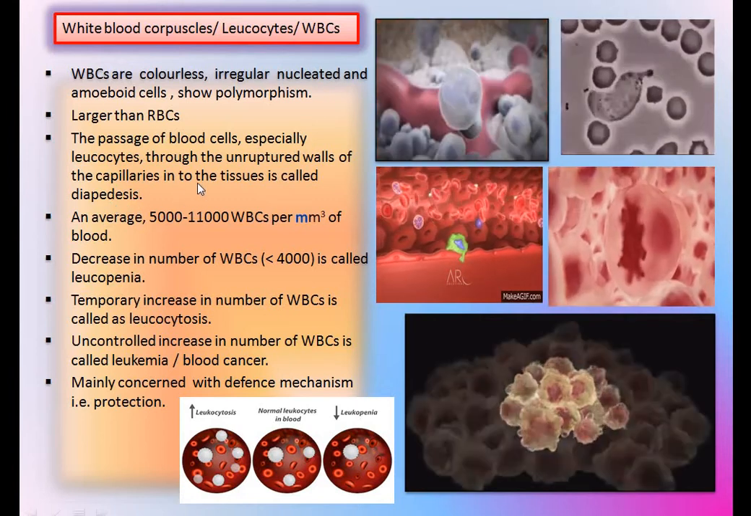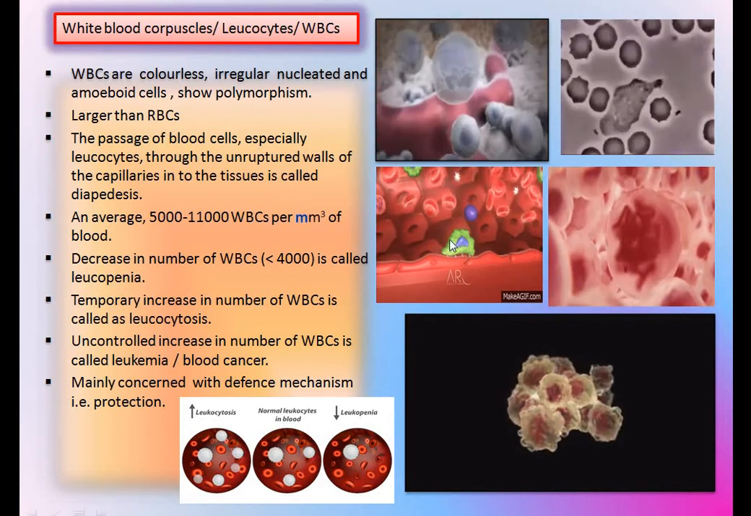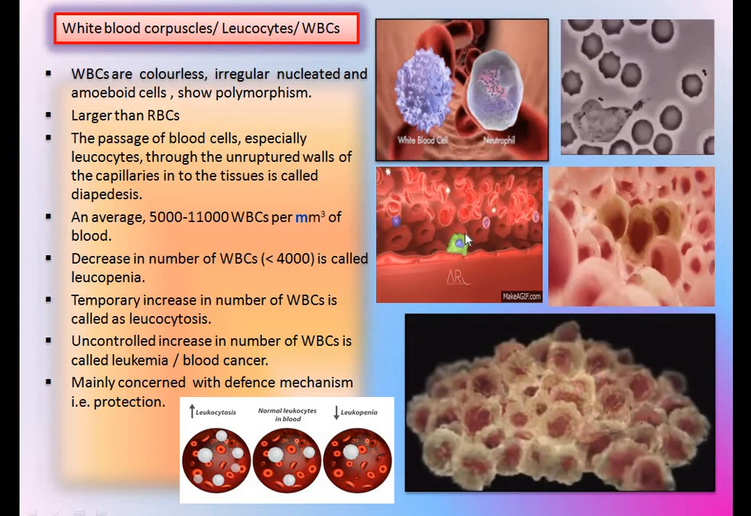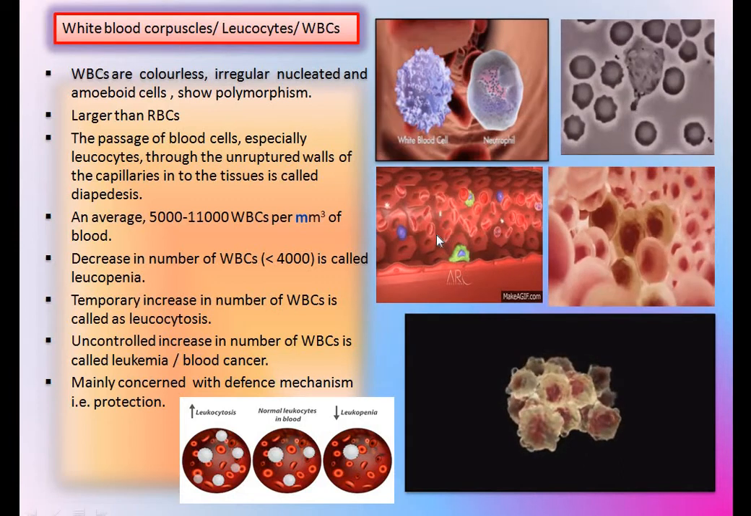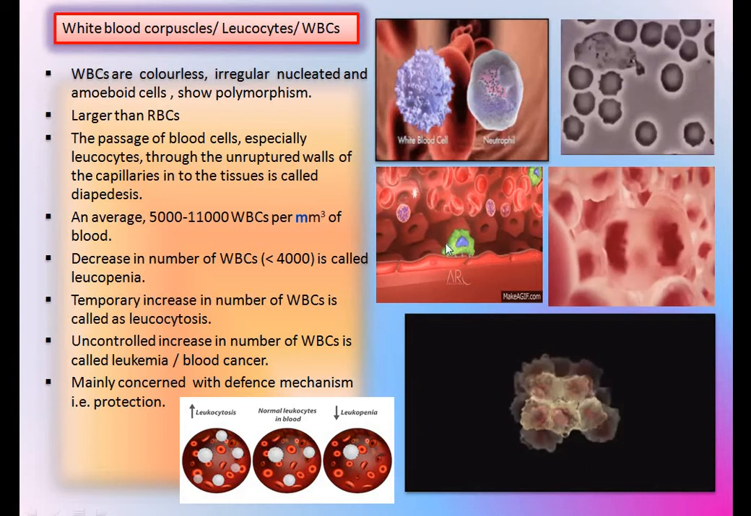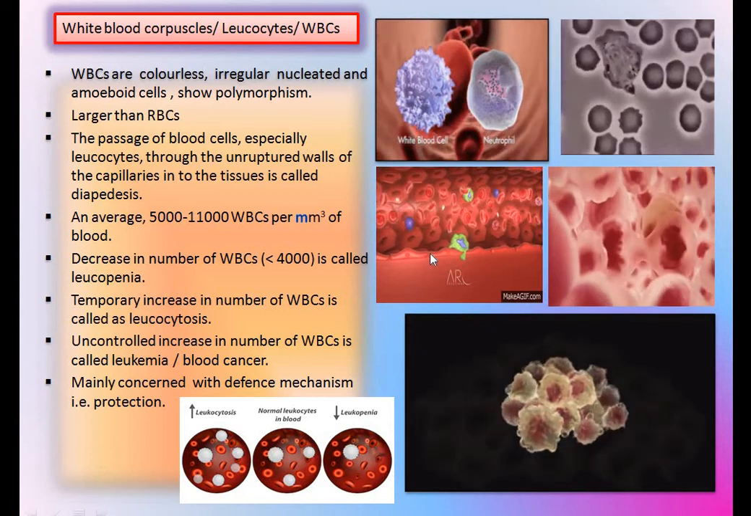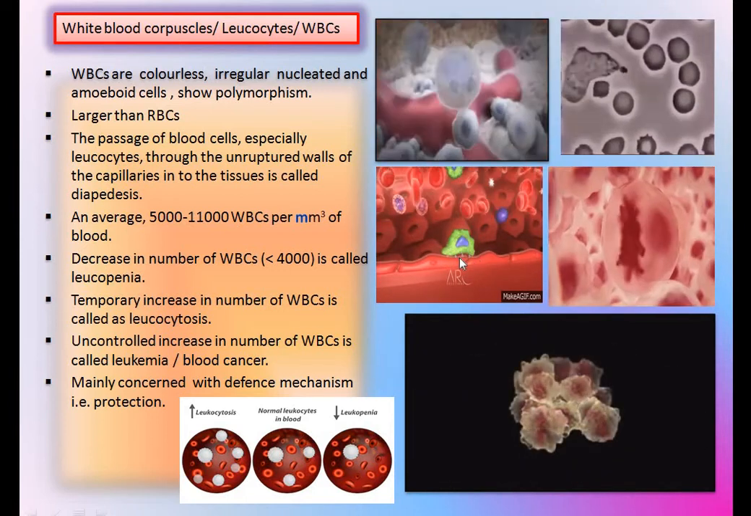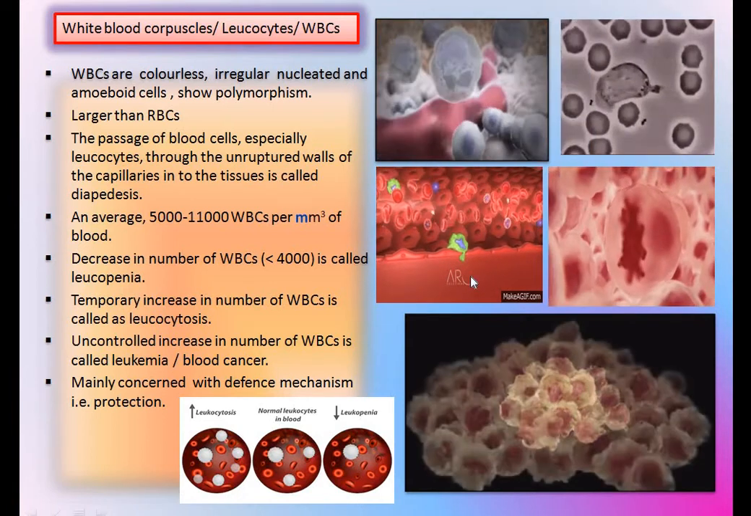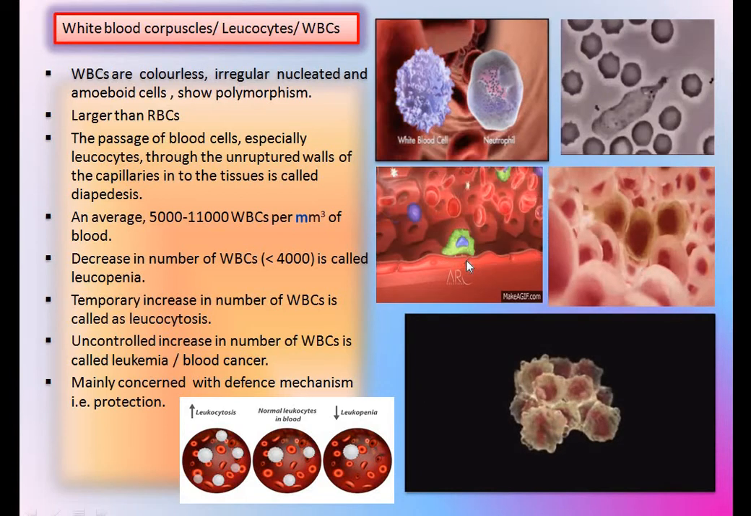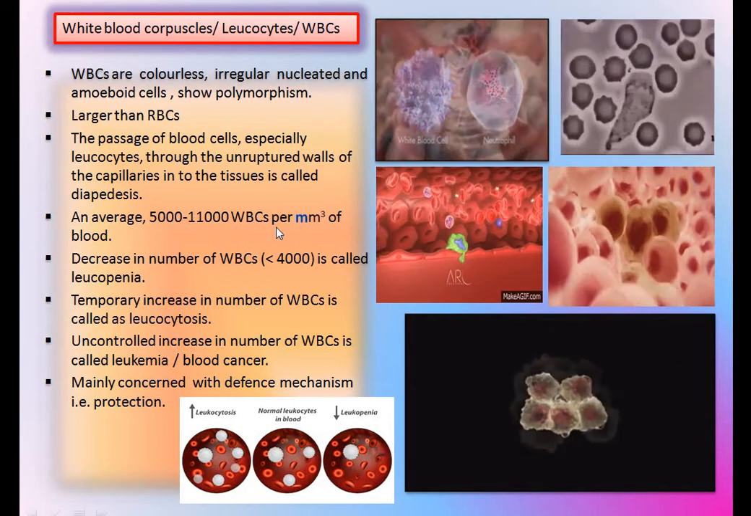What is the process called diapedesis? It is the passage of blood cells, especially leukocytes, through the unruptured walls of capillaries into the tissues. Here in this process, the leukocytes pass through the wall without rupturing it, into the tissues. This process is called diapedesis.